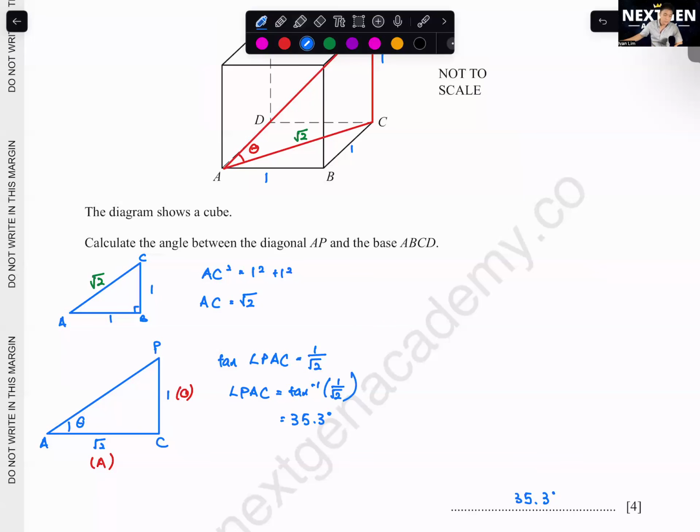All right, I'll send this paper to you all. So this is it for the May-June 2025 paper 4.2. Based on my opinion, I think this is a really easy paper. Like, really easy.